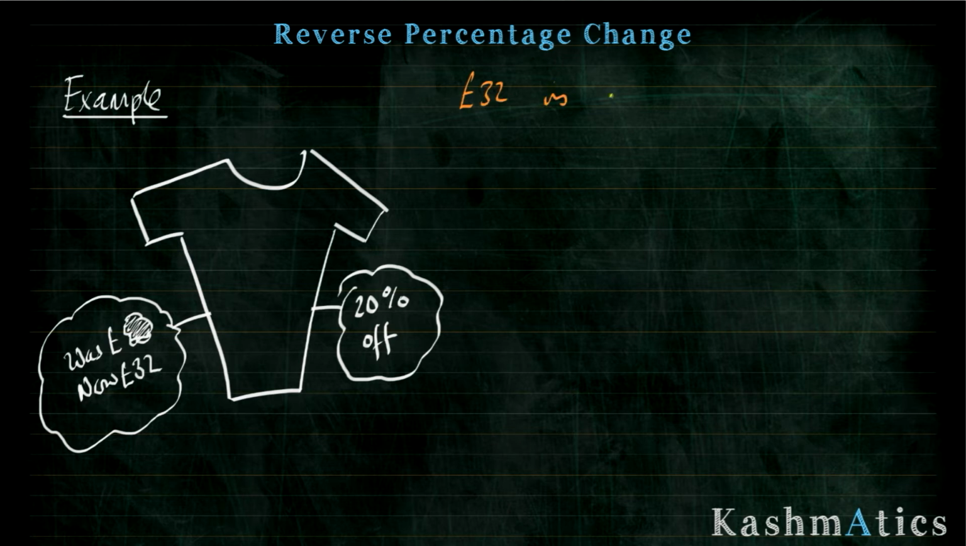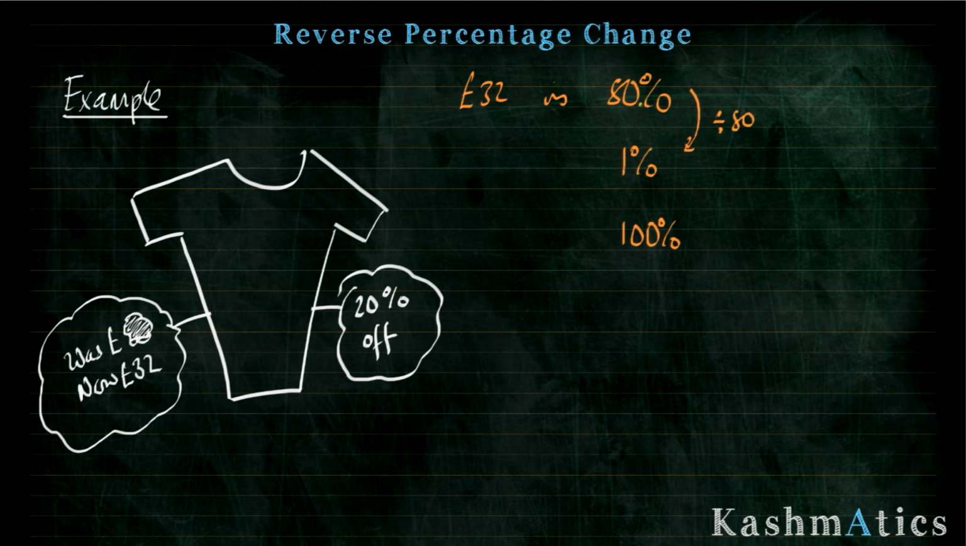£32 is 80% of the original price. It's 80% because 20% was taken off, so we're left with 80%. So £32 is 80%. And what I want to do is get down to 1% and then scale it back up to 100%. Now to get from any number down to 1, you just divide by itself. So I need to divide this by 80.